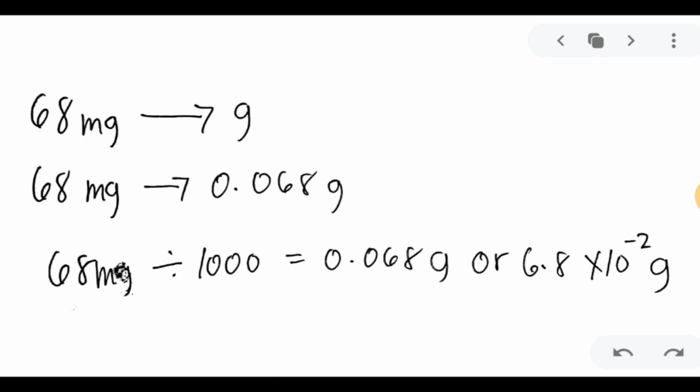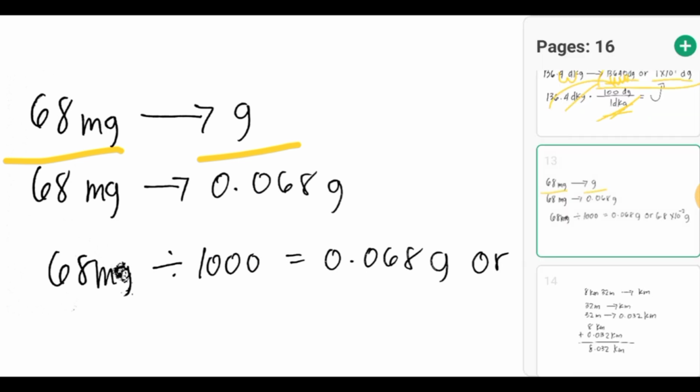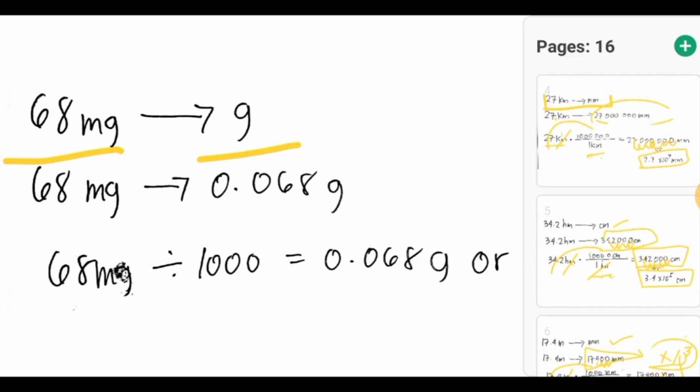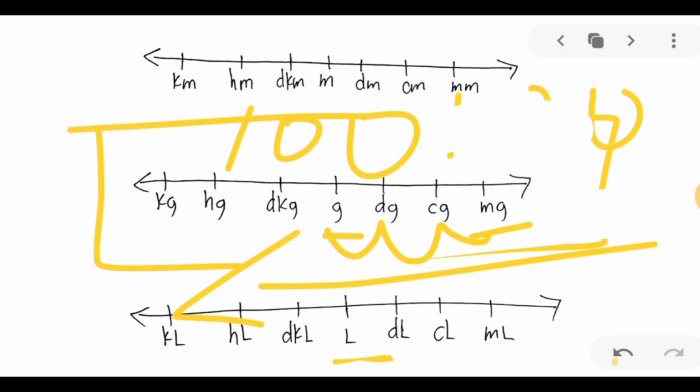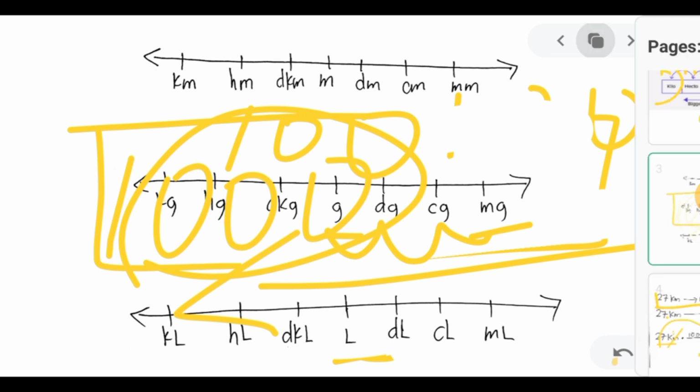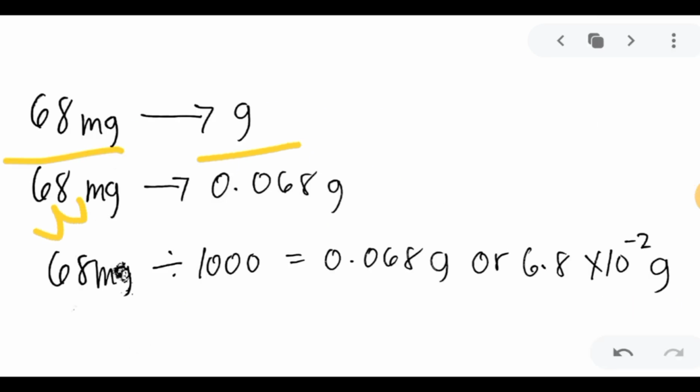So another example, we have here 68 milligram to grams. Ang gagawin mo lang, balik tayo dito sa ating metric ruler for grams or for mass. Andito yung grams. Ilang movement? That is 1, 2, 3. Mag-move ka ng 3 places from right to left. Tapos mag-divide ka into 1,000. Kasi 3 movement, 3 zeros dyan.